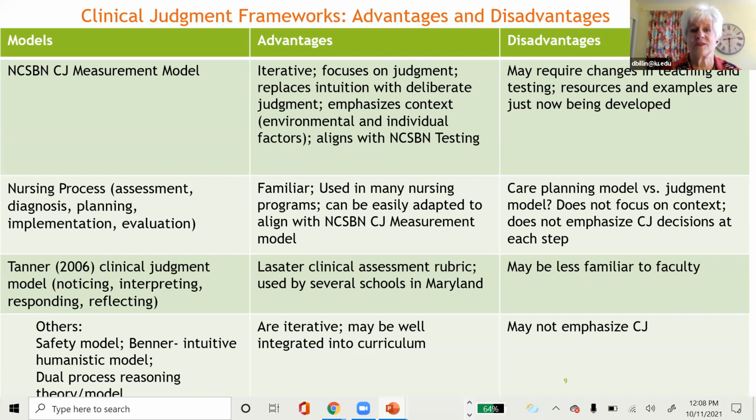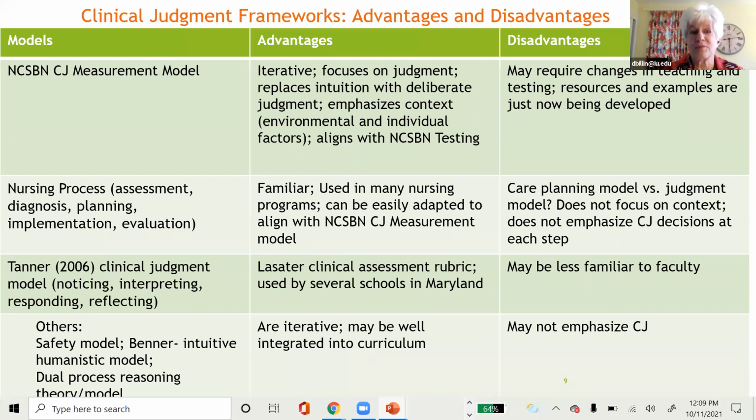So it focuses on judgment, and it's a very deliberate process. Actually, there's 6 steps, which is more than some of the other models have. And the other thing that's, for me, an advantage is it really emphasizes the context, the environmental and individual factors, and we're going to talk about those a little bit. But on the downside, it makes some changes need to happen in your curriculum, and you'll have to weigh if you want to use this framework or others that you maybe are more familiar with.